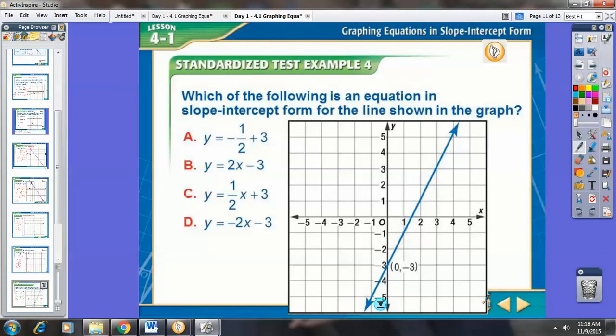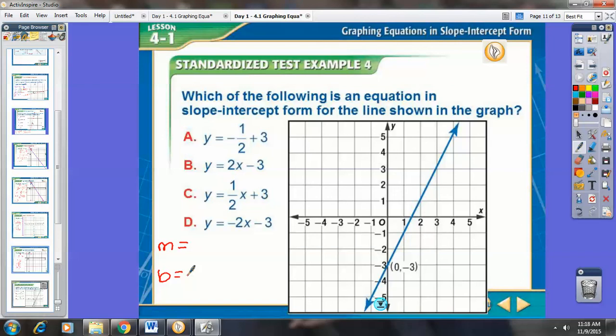This example says, which of the following is an equation in slope-intercept form for the line shown in the graph? So we're going to go the opposite direction. I'm going to give you the graph and ask you to write the equation. So in order to write an equation in slope-intercept form, what are the two things that we have to have? Well, we need to know our slope, rise over run, and what is the other value we need to know in order to write the equation? The y-intercept, the b.